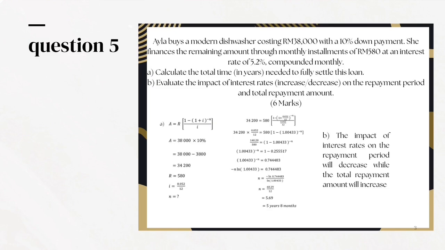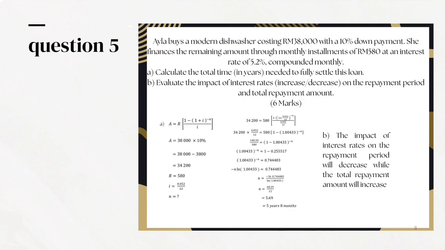So we will begin with question A. We will use the formula of present value of an annuity, which is A equals R times (1 minus (1 plus i) to the power of negative n) over i. The present value of the loan is the amount financed after the down payment. The cost is 38,000 ringgit and the down payment is 10%. So 38,000 must be multiplied by 10%, then the result must be subtracted from 38,000. Therefore, A equals 34,200.